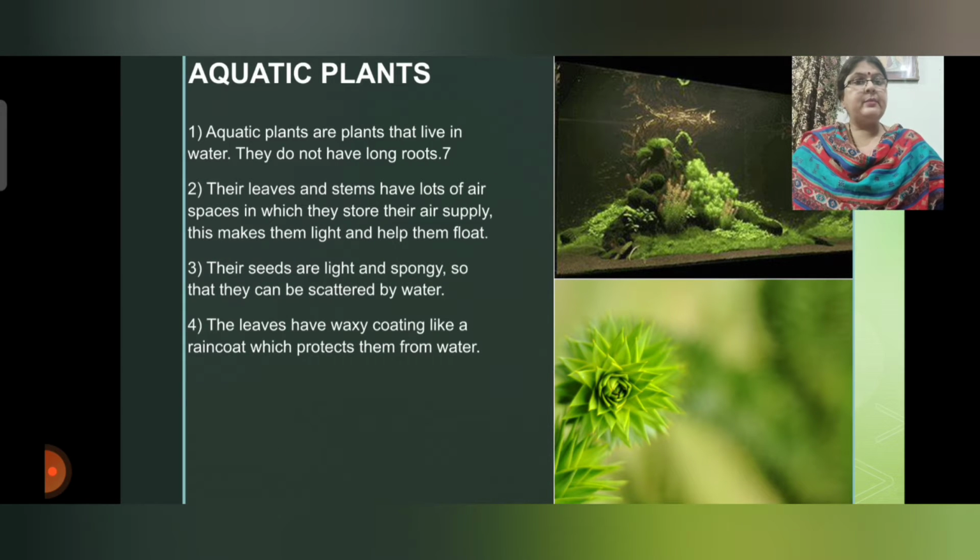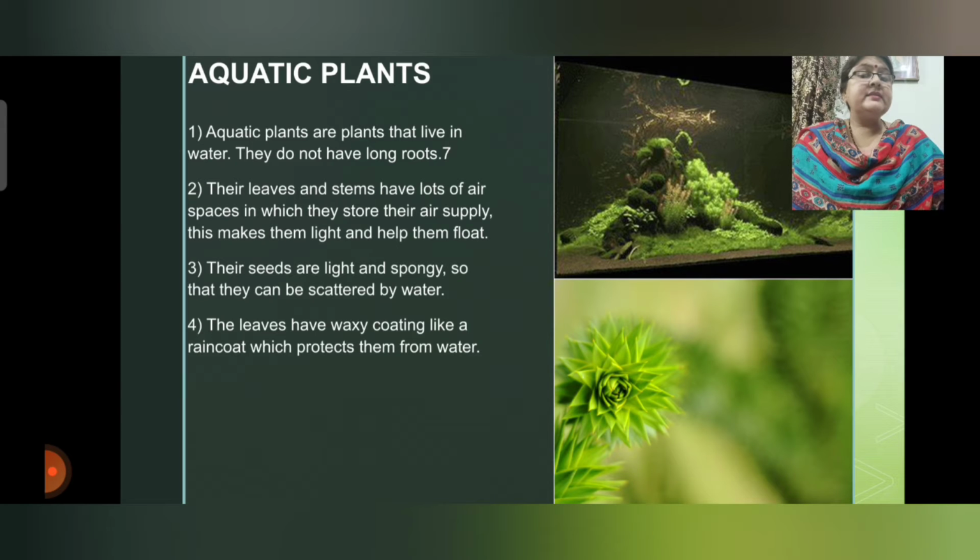First, we will discuss aquatic plants, how they survive in the water. So, what do we mean by aquatic plants? Aquatic plants are plants that live in water. They do not have long roots. Their leaves and stems have a lot of air space in which they store their air supply. This makes them light and helps them float better in water.